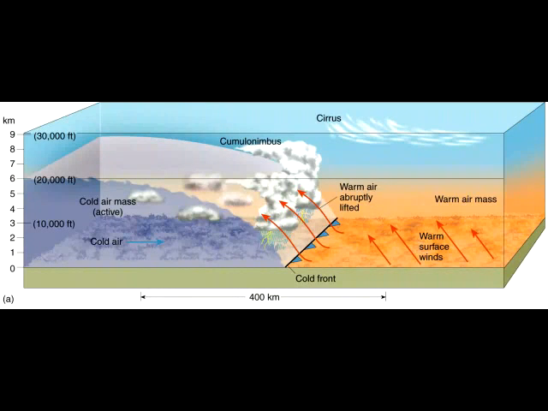The cold front advances relatively fast. Cold air is denser than warm air and forces the warm air aloft. Thick clouds develop fast and cause sudden heavy precipitation in unstable conditions.